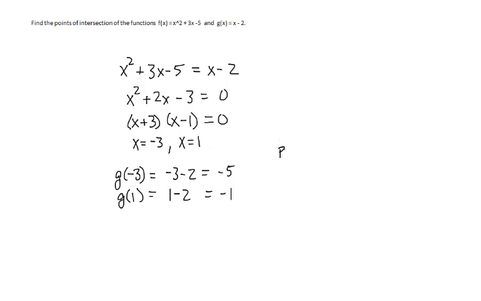So our points of intersection are (-3, -5) and (1, -1).